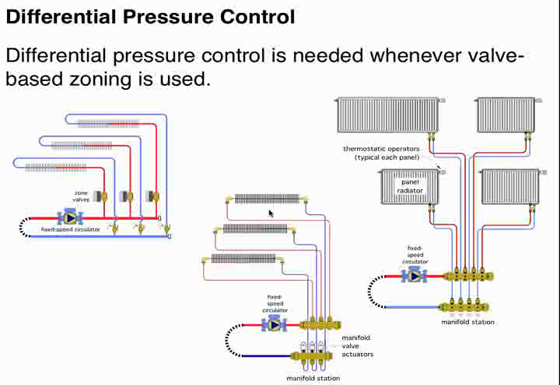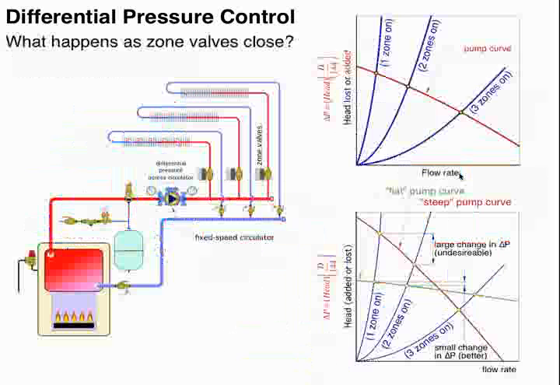Okay, differential pressure control. Anytime we're doing valve-based zoning, could be zone valves like this, it could be manifold valve actuators, or it could be thermostatic valves on panel racks. These are all examples of valve-type zoning. As zone valves close, differential pressure across the circulator increases on a fixed-speed circulator, and we need to know how to deal with that. Here's what it looks like.